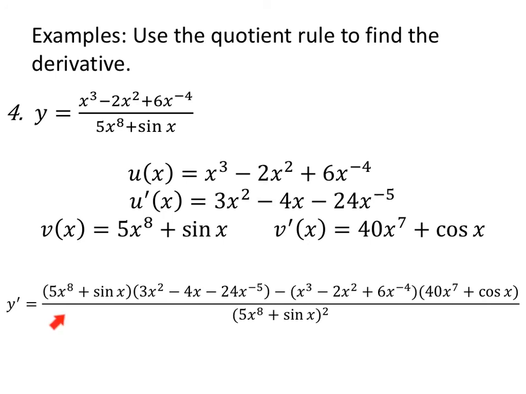So the derivative of y is 5x to the 8th plus sine of x, that's low, d high, so u prime, all in parentheses. Make sure you're using parentheses here. Minus high, all of u, times d low, that's v prime of x, parentheses around low, parentheses around d high. Minus sign, parentheses around high, parentheses around d low. And then all of low is squared. That is it for the quotient rule.